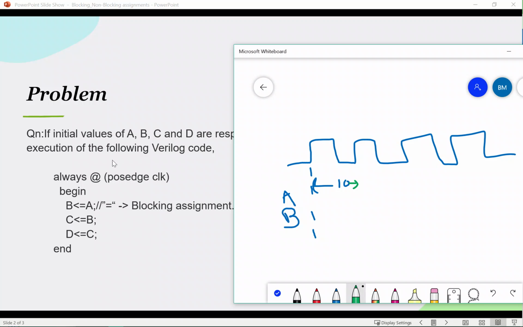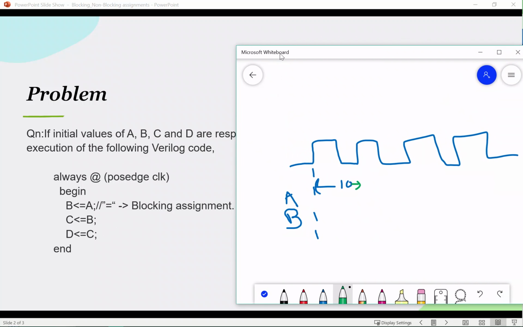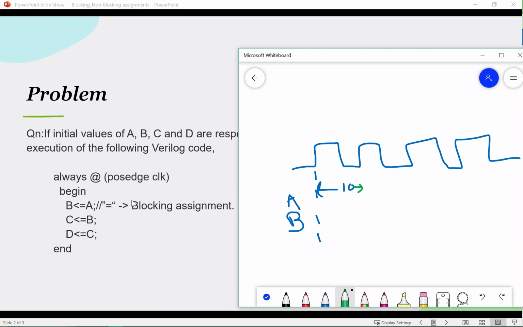So in this question, they haven't mentioned anything about how many clocks and so on. Now we want to find, at the first passage of the clock, what will be the values of A, B, C, D. The question is clear, right? If A, B, C, D are assigned 10, 20, 30, 40, it should be 10, 20, 30, 40 only, correct?